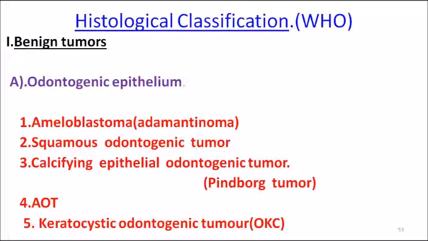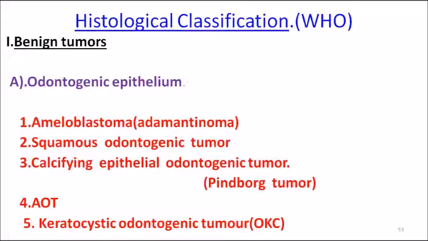Odontogenic tumors are classified basically into benign tumors and malignant tumors by the WHO, World Health Organization. That is the histological classification. Now, the benign tumors are again sub-classified into three types: tumors purely of epithelial origin, tumors from both epithelium and mesenchyme, that is connective tissue, and lastly, tumors purely of connective tissue origin. That is how you classify benign tumors.